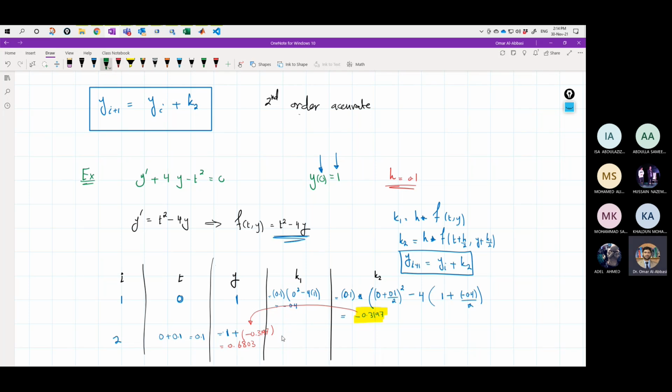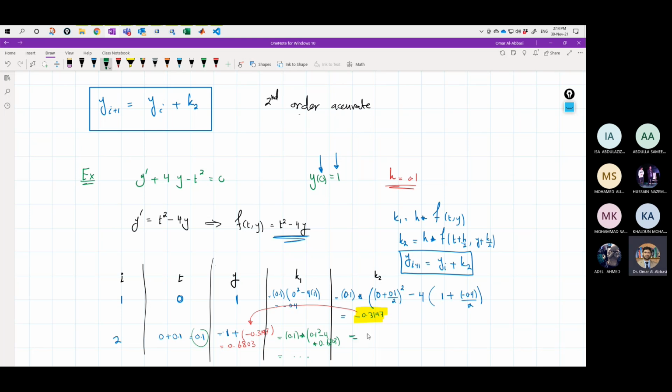K1 equals H, which is 0.1, multiplied by the function evaluated at T and Y. What is the function? T squared, 0.1 squared, minus 4 times Y. What is Y, guys? That is Y, 0.6803. Okay? And the answer is something like that.